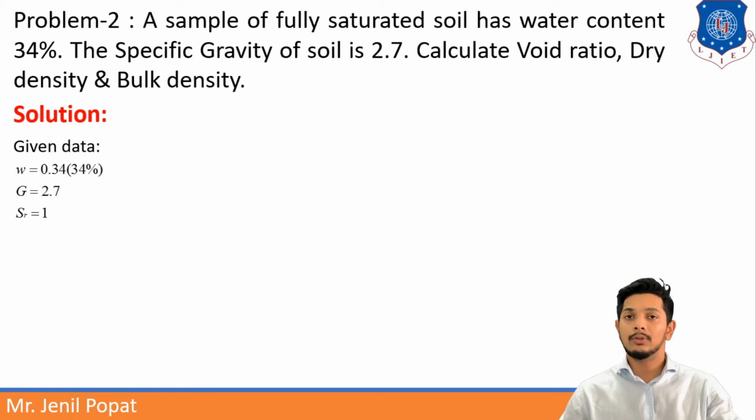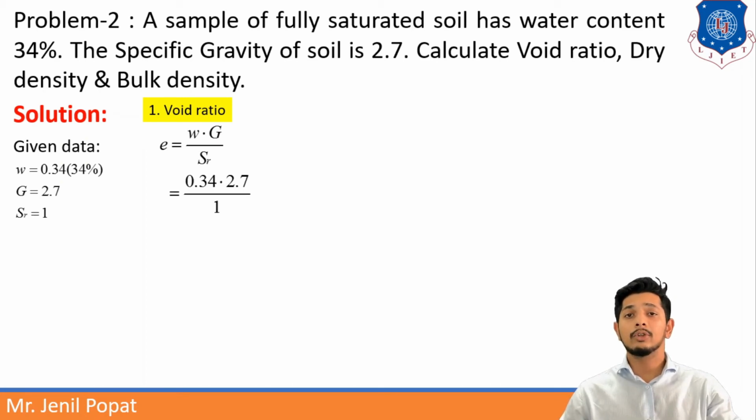Let us move to the solution, and the first item is void ratio. We have the formula for void ratio: e is equal to w into G upon Sr. We know the values of small w and G, and Sr is equal to 1 due to fully saturated soil. So putting all the values of w, G and Sr, I am getting void ratio e as 0.918, and it is unitless. Let us move to the second item, that is dry density.